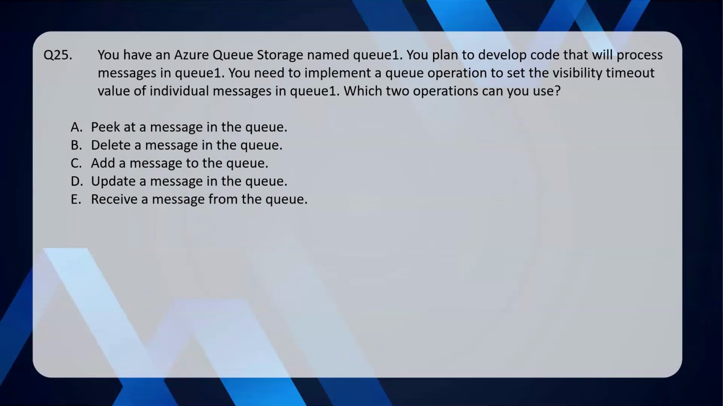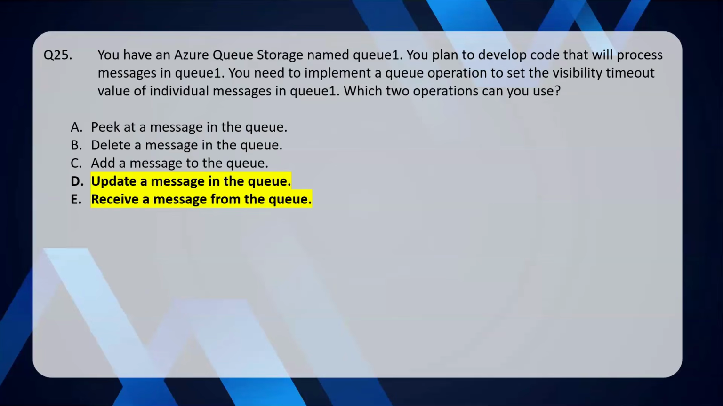And friends, the two correct operations that you can use here are receive and update a message. When you receive a message, you can specify the initial visibility timeout. You also get the pop receipt, which is required to later update or delete the message. This makes the message temporarily invisible while you process it.